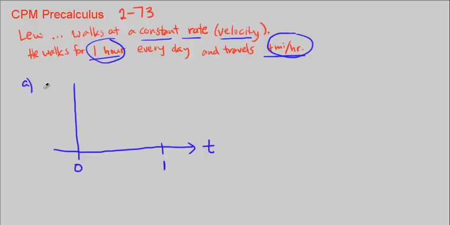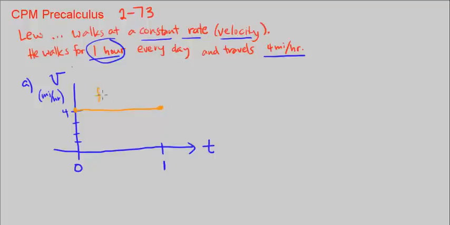So over here, I'm going to say this is velocity in miles per hour, right? And he travels at 4 miles per hour. So at 4, I'm going to go ahead and graph his route right here. He travels right here at a constant speed, from 0 to 1. All right, so that's the graph.